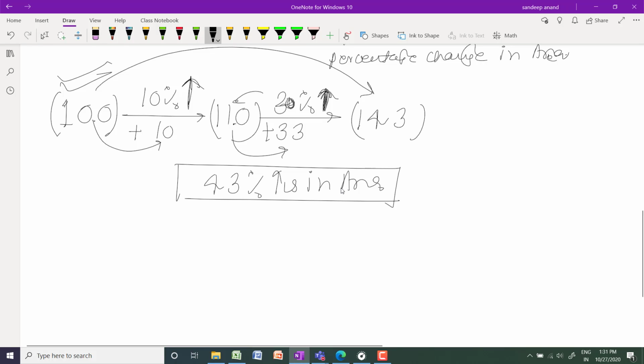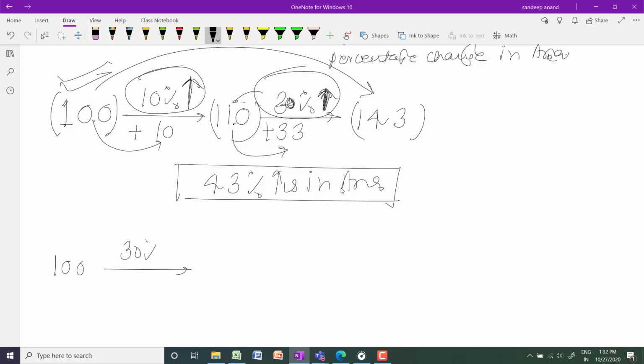Suppose any student does the calculation in reverse order. What will he or she get? In this question, I am taking 10% first and then 30% later on. But what happens if you take 30% first and then 10% later on? The result will remain the same. I will show it to you.